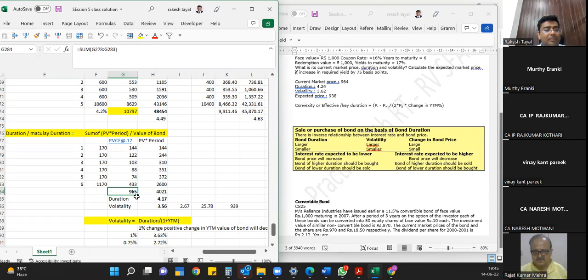And normal coupon rate increase करने से bond price will increase. Sorry, coupon rate increase होगा तो obviously bond price increase होगा. Yes, it's a direct relation. Coupon rate increase करेंगे तो bond price increase होगा. Higher the coupon rate will be, higher the price will be, and your duration will be lower.